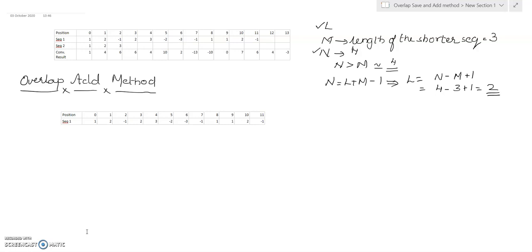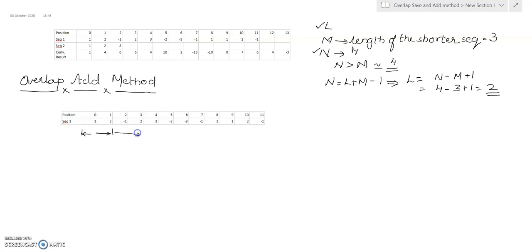So I'm going to break down these sequences. Now, how do I break down? This concept has to be understood first. My sequence here is as follows: 1, 2, minus 1, 2, 3, minus 2, 3, minus 3, minus 1, 1, 2, minus 1, which is sequence 1. How do I break down the sequence? I have two components to be taken care of, one is L and the other is N. With L equal to 2 and N equal to 4, I'll show you how it is relevant for this problem. I break the sequence into components of length equal to 2. This will be my first part, which is of length 2.